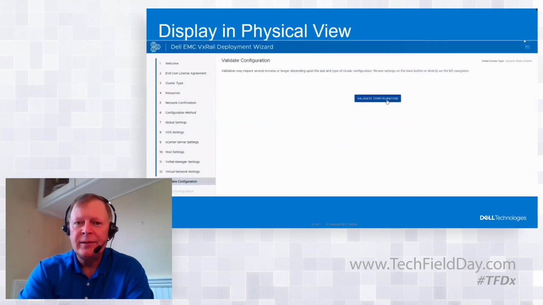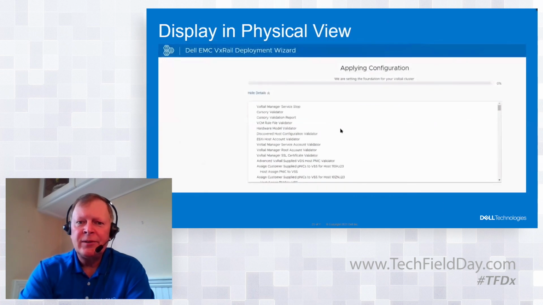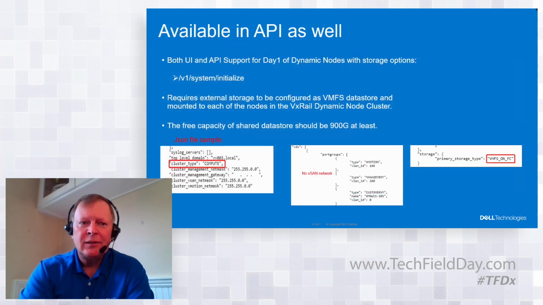It'll validate the configuration just like any other VxRail cluster build. Then it'll apply the configuration to the cluster and build the cluster for you. All these functions are also available in the API. So if you're a customer who prefers to manage things via API, all those options are available to you here as well.